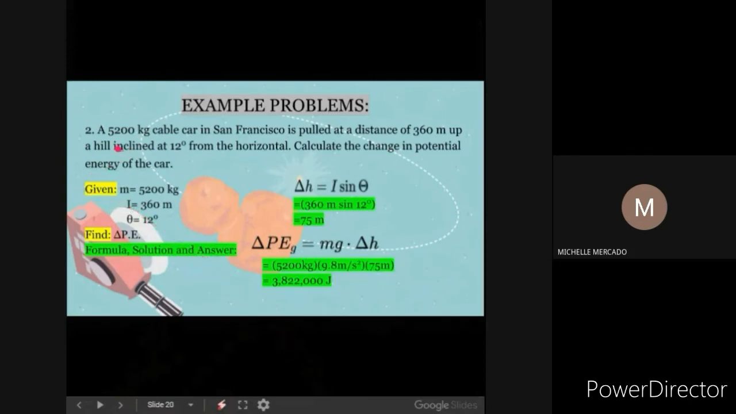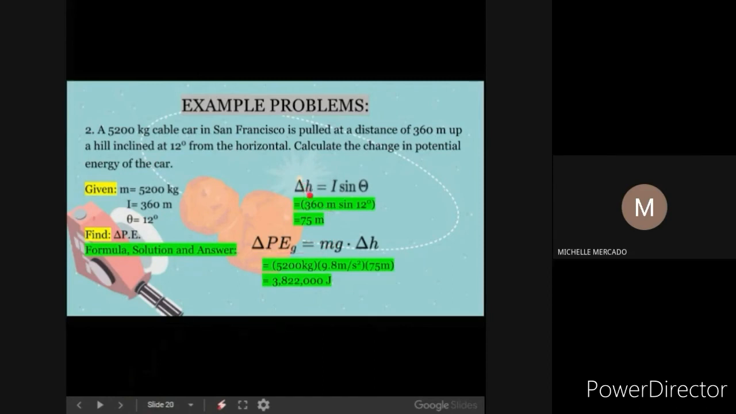Okay, next, number 2 problem. A 5,200-kilogram cable car in San Francisco is pulled a distance of 360 meters up a hill inclined at 12 degrees from the horizontal. Calculate the change in potential energy of the car. Again, identify the given. Ang given mass po natin is 5,200 kilograms. The given length po natin is 360 meters. Then the given angle po natin is 12 degrees. Then find the change in potential energy.